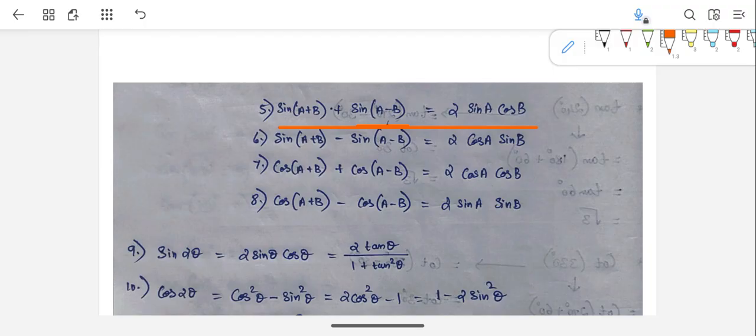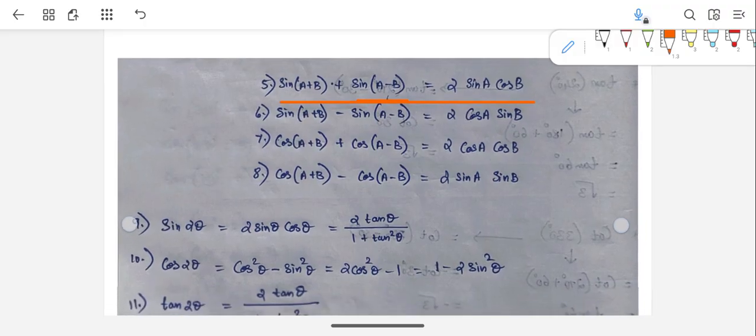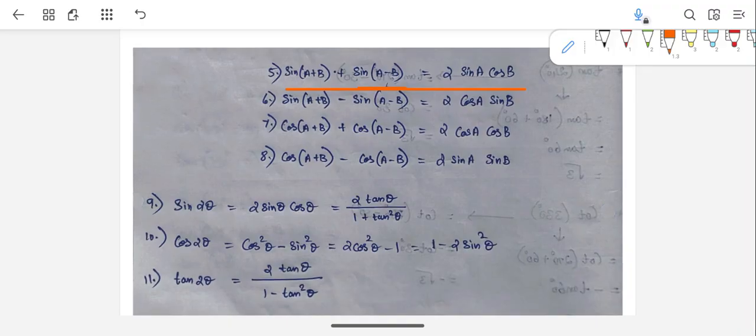So mostly I'm saying, okay, if you choose, it will be easy for you also. So like that, the same as the fifth one. The sixth one is the subtraction of the first and second formulas, right? So sin(a+b) minus sin(a-b), that you can write as 2 cos a sin b.